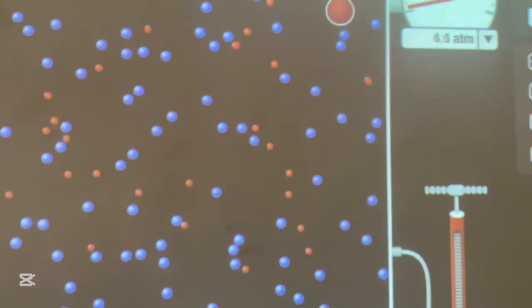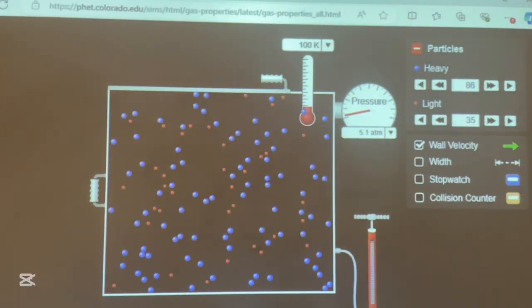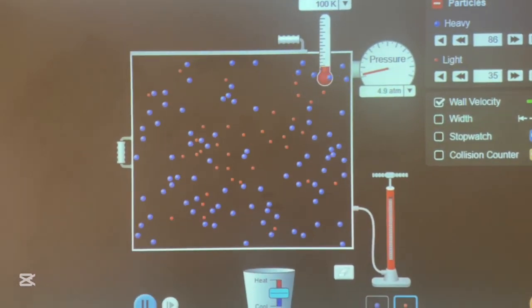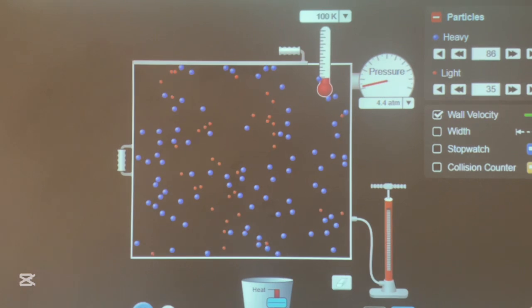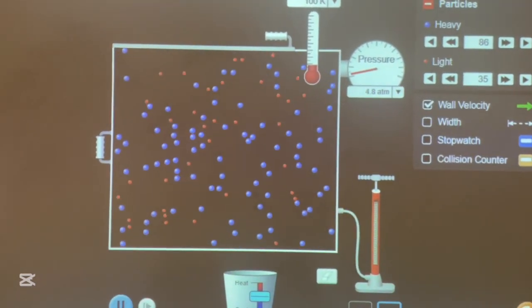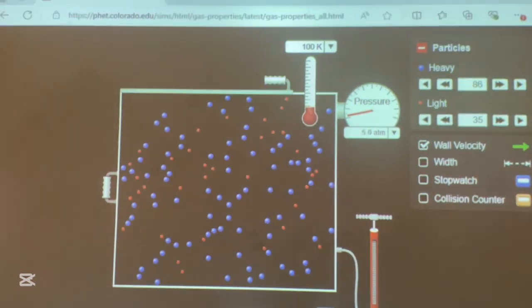So this explains that pressure is directly proportional to temperature at constant volume. This is the Gay-Lussac Law. The Gay-Lussac Law states that at constant volume, pressure is directly proportional to the temperature.